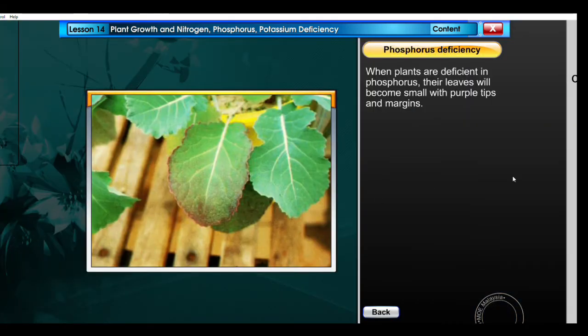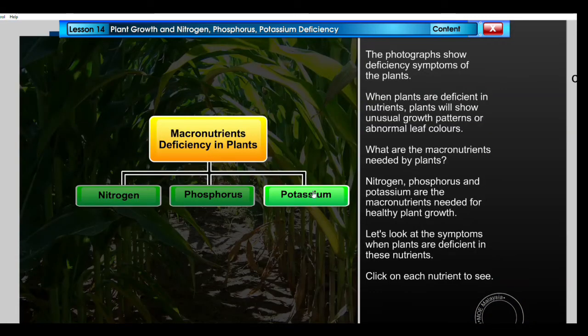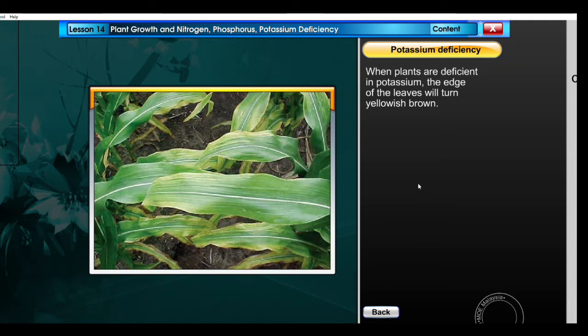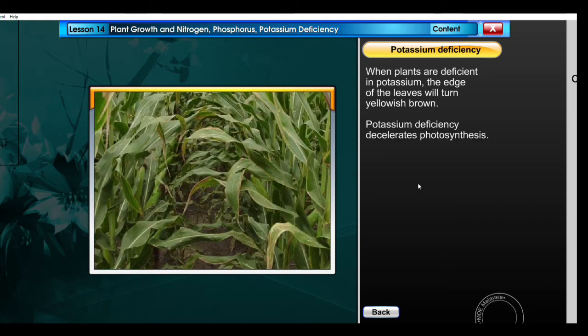When plants are deficient in phosphorus, their leaves will become small with purple tips and margins. This will also cause the poor development of roots. When plants are deficient in potassium, the edge of the leaves will turn yellowish-brown. Potassium deficiency decelerates photosynthesis. This causes stunted growth and eventually reduces the quantity of flowers and fruits.